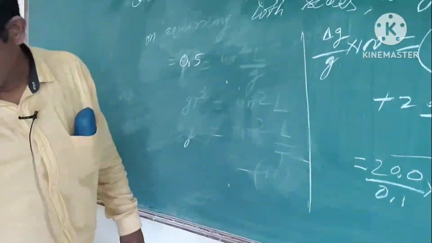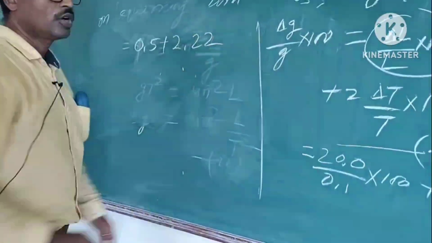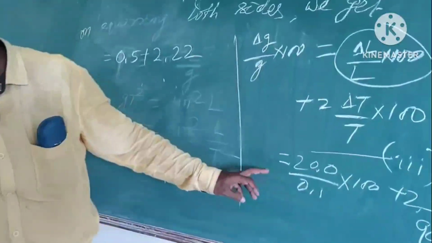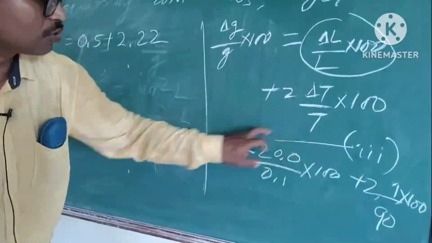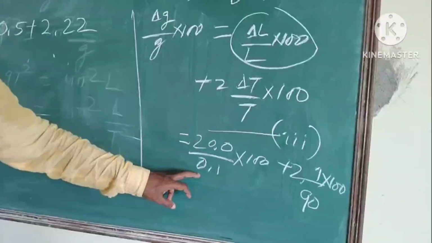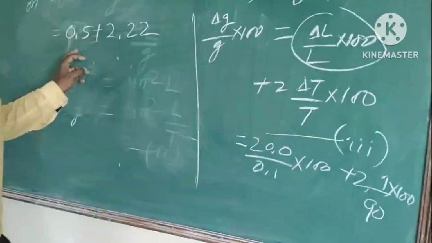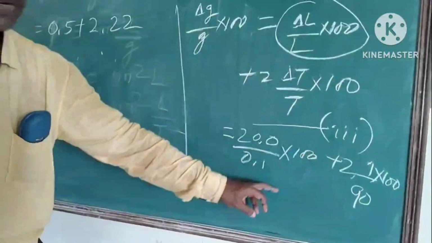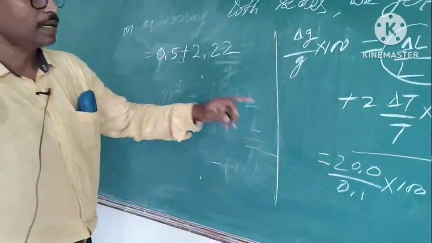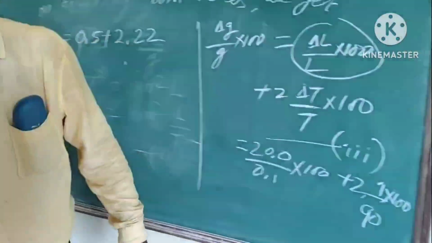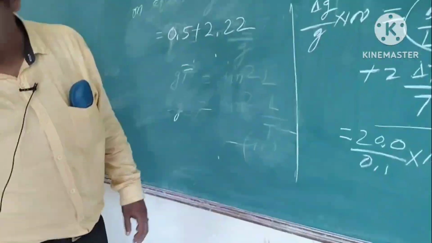0.5 plus 2.22. You calculate this one and you will get 0.5. This one is value, 20 by this one, 1 by 10, 200 by this one. So it becomes 100 by 200. So 100 by 200 is how much? This one 0.5. Then this one if you calculate, you are getting 2.22. So now how much are you getting?